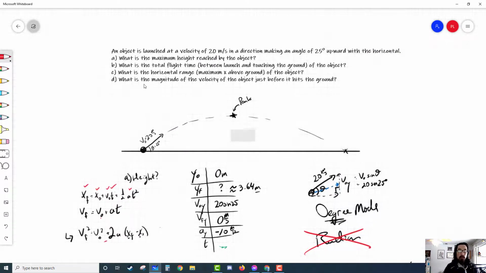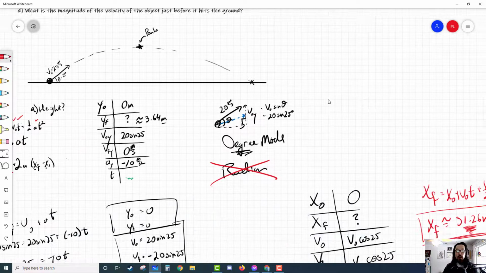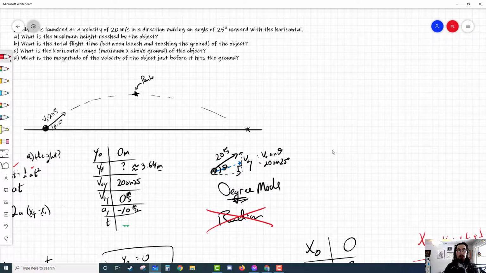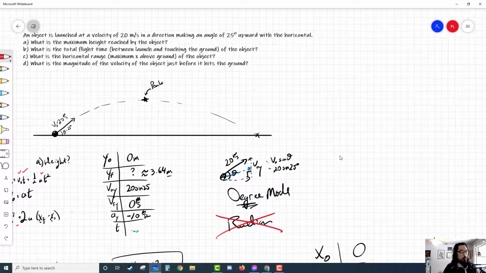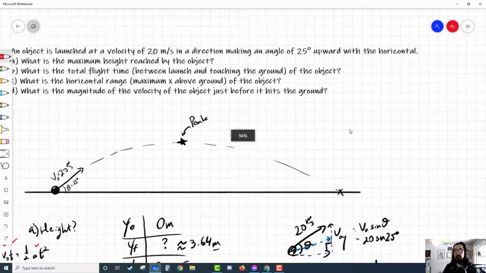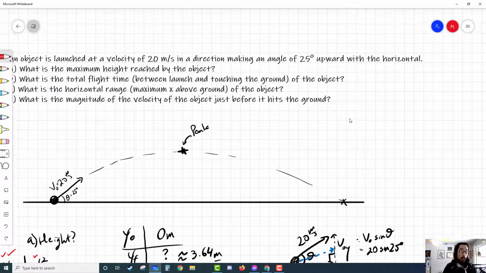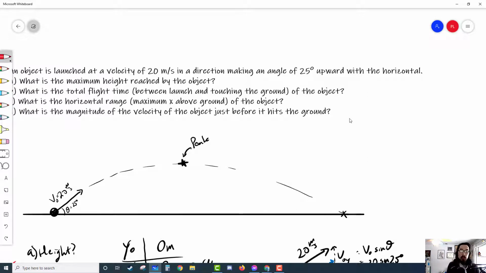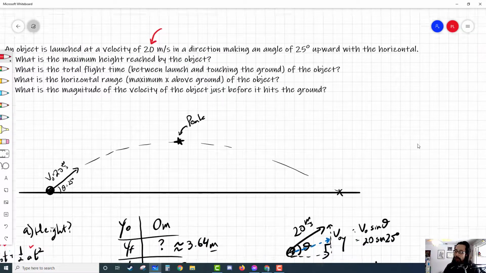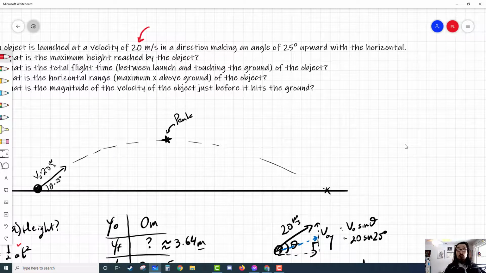Last one. What is the magnitude of the velocity of the object just before it hits the ground? Now, you might be thinking to yourself, how do we get that? I'll just tell you this. This one is more of a conceptual problem. Because it's hitting the ground, and the ground is where it got launched, this one's a little bit easier than it might seem. If we use our ideas and our concepts, we know that this object launched at 20 meters per second, and it was going up and to the right. So if it's hitting the ground, it needs to hit the ground with the same velocity. And not only that, but it actually hits the ground with the same direction as well.